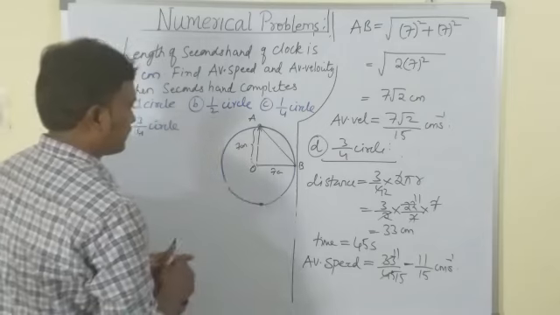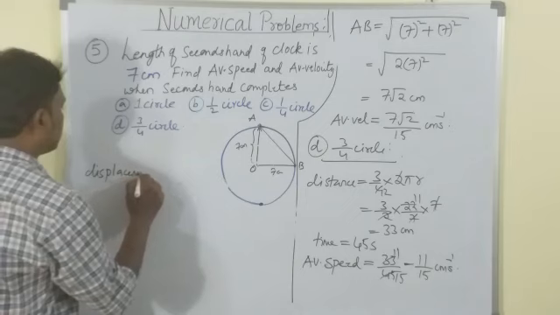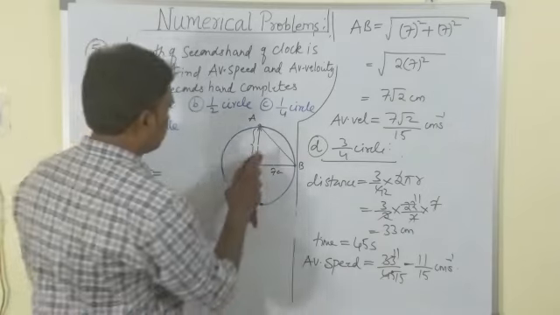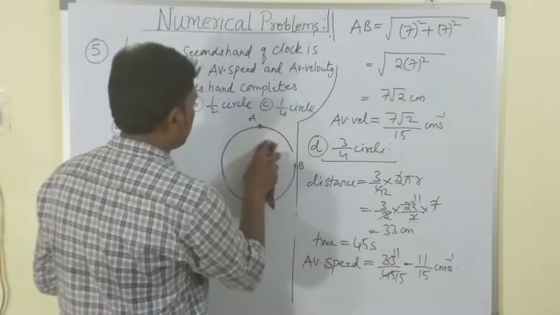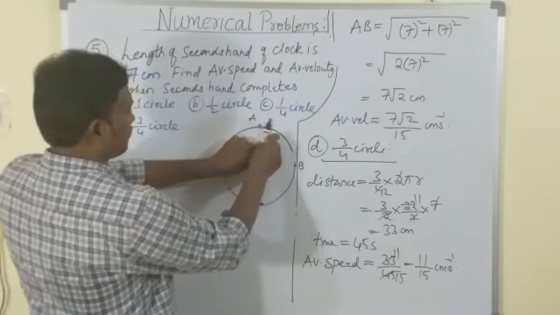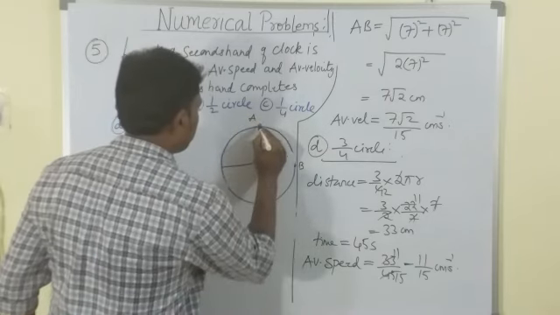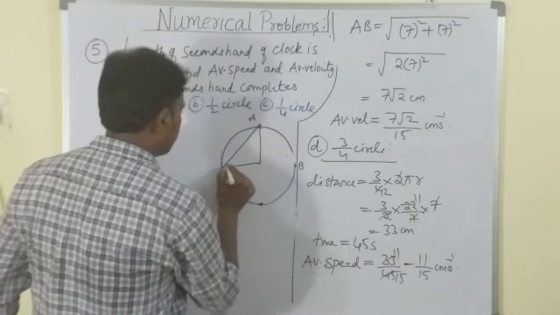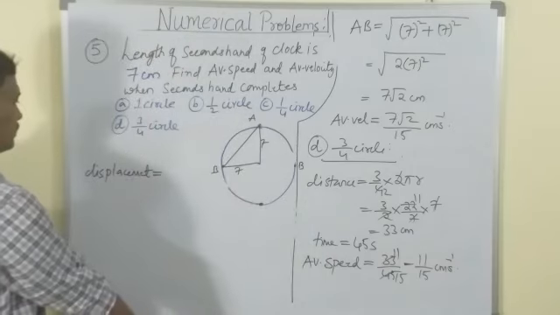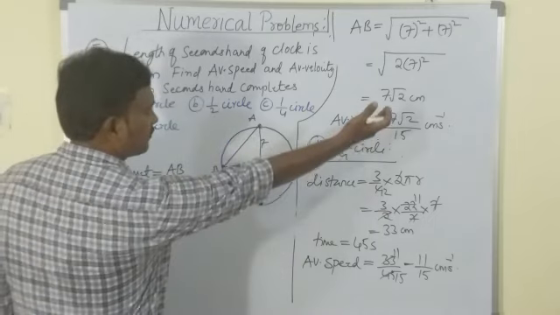Displacement in the last case. What is the displacement? Okay. So if you look at the diagram, the body starts from here, okay, and it reaches this particular point. So if you draw this, so now this is it. Okay, children. So displacement is AB. And how do you calculate AB? Just as we have found out here.